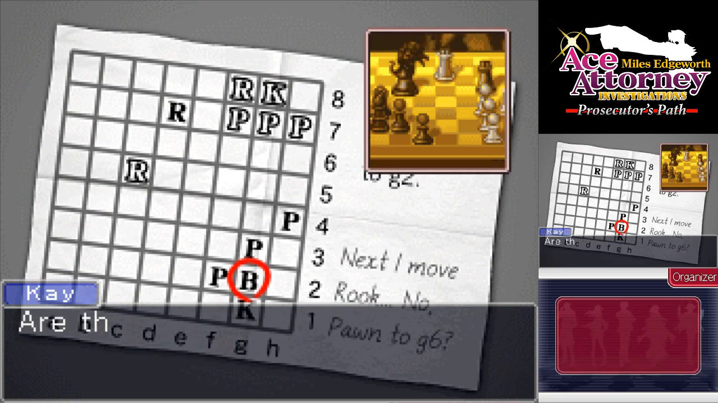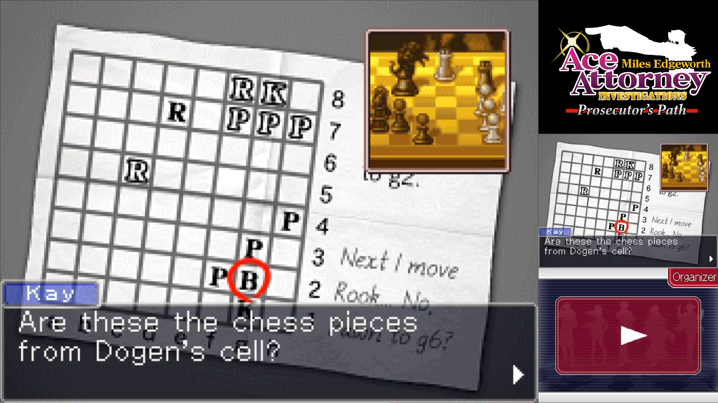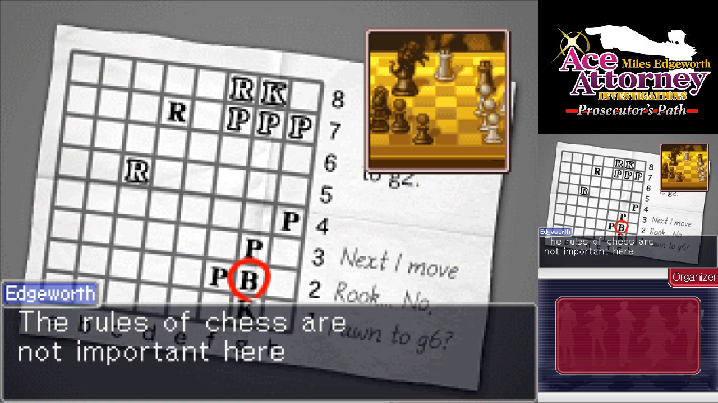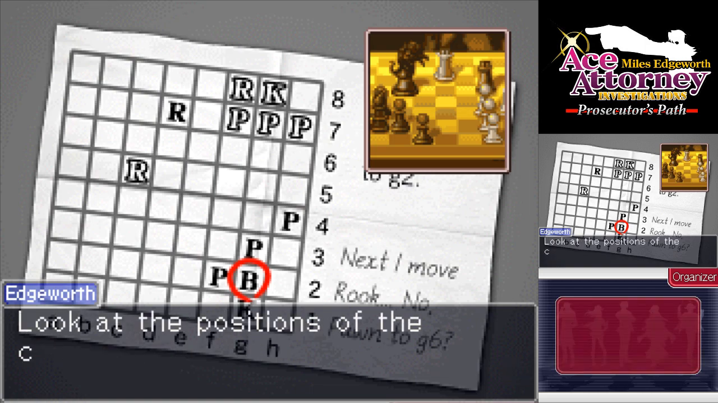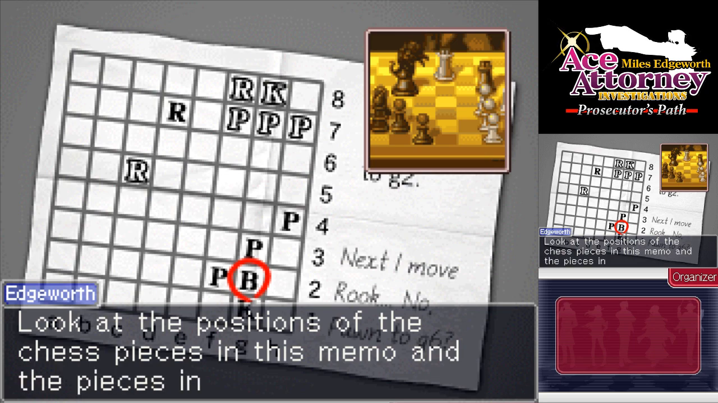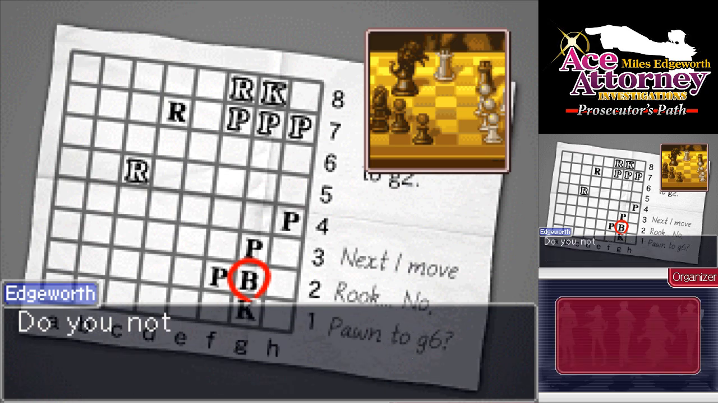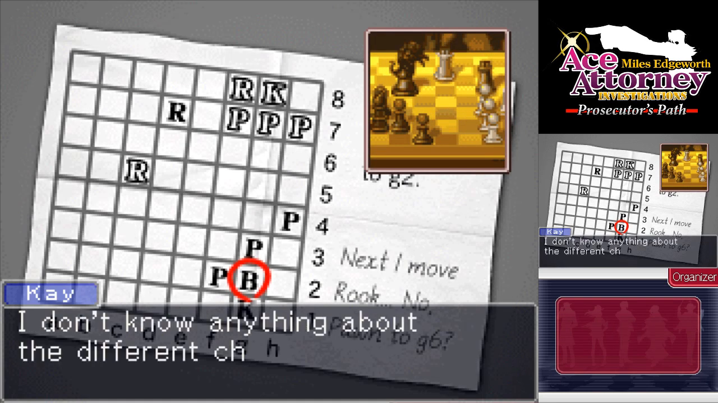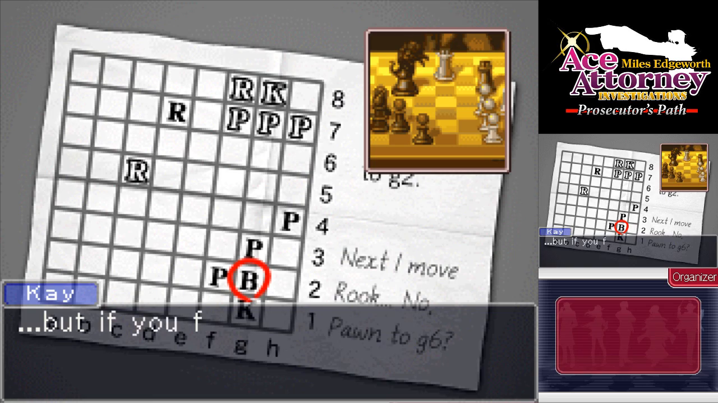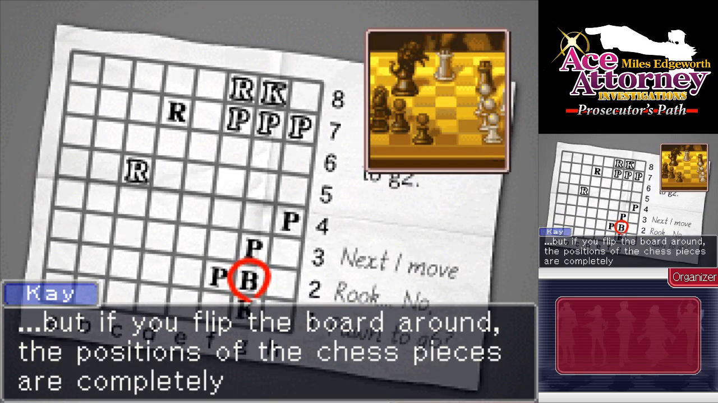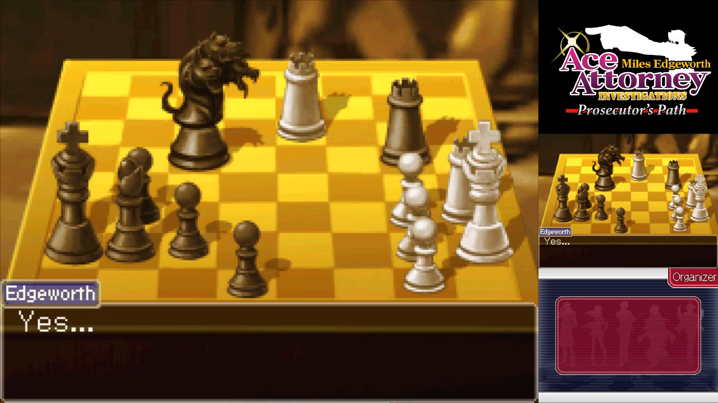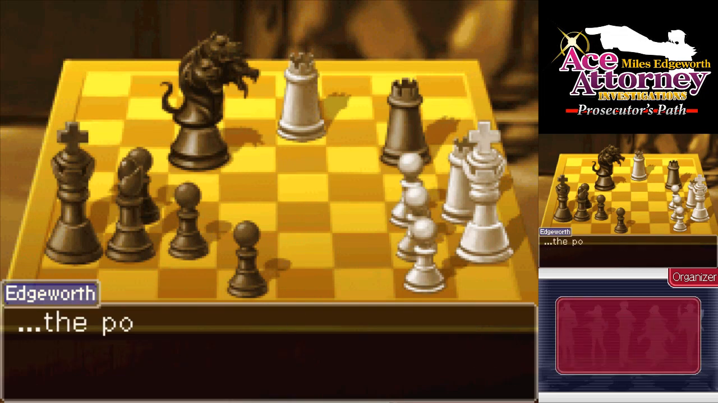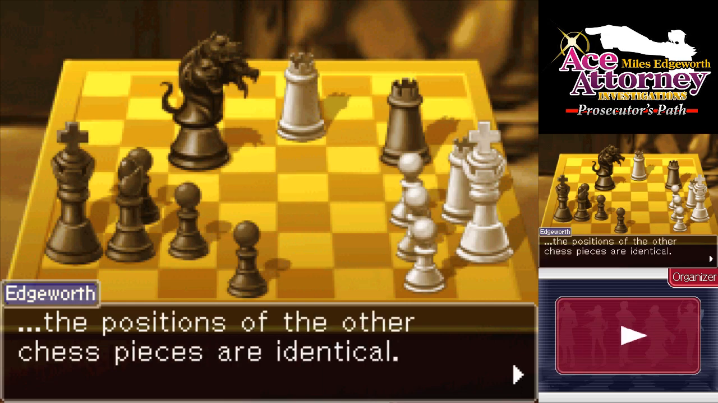Okay, have a look at this. Are these the chess pieces from Dogen's cell? I don't know much about the rules of chess. The rules of chess are not important here. Look at the positions of the chess pieces in this memo and the pieces in Dogen's cell. Do you notice anything? I don't know anything about the different chess pieces. But if you flip the board around, the positions of the chess pieces are completely the same. Yes, although the memo doesn't include the Cerberus chess piece. The positions of the other chess pieces are identical.